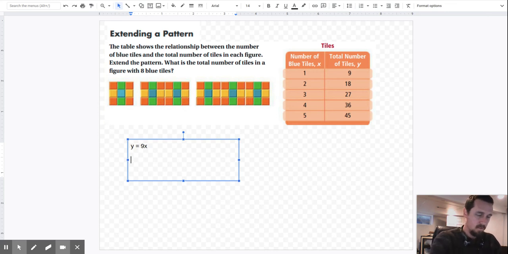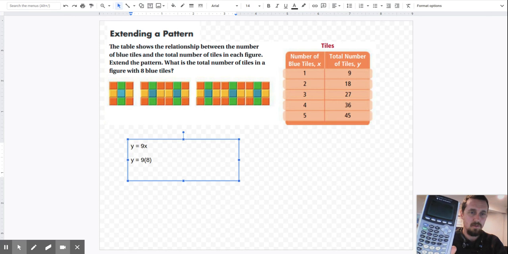So let's see. So y equals, capitalizing. Oh, it really likes to do that. All right. I'm going to force it to do it the right way. Lowercase y equals 9. And how many blue tiles do I want to know? I want to know 8 blue tiles. So y equals 9 times 8. 9 times 8 is 72.